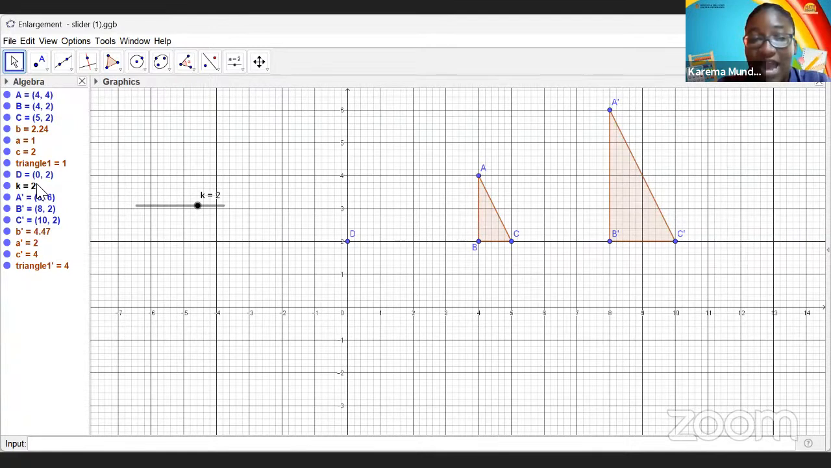When we look at the object, it's sitting on line segment BC, and the image is sitting on line segment B prime C prime. And I look at A, right up there at the apex, and I'm seeing A prime in a similar position. So we're seeing that the orientation is the same.